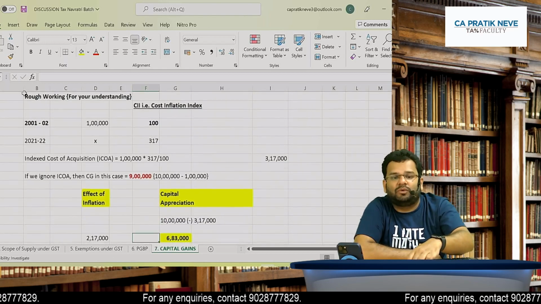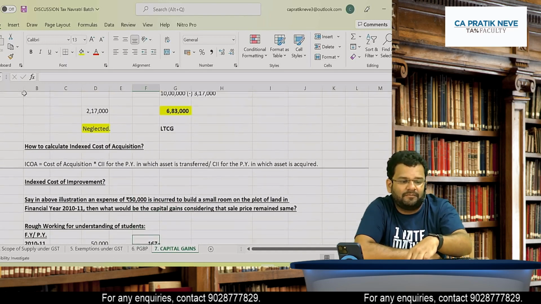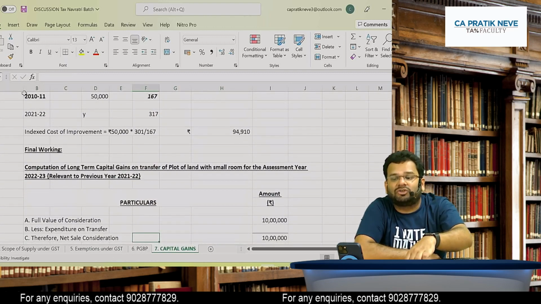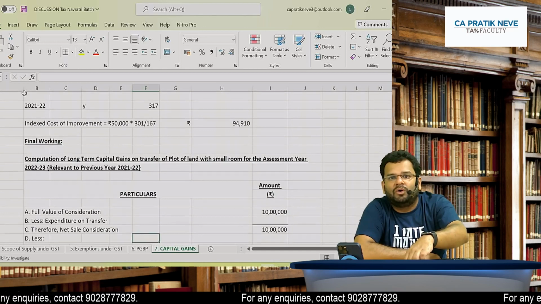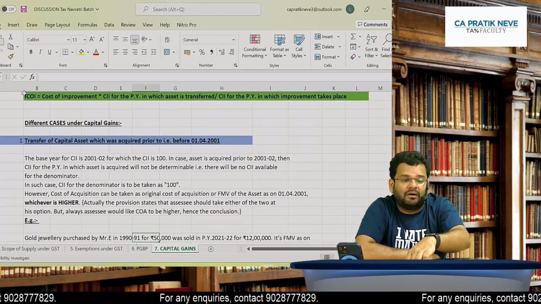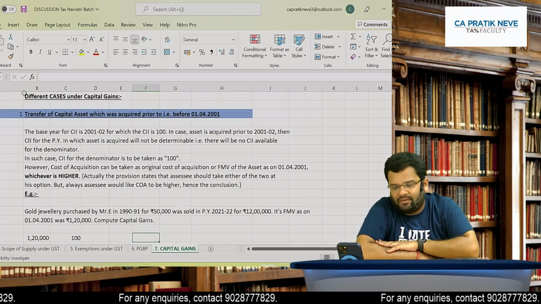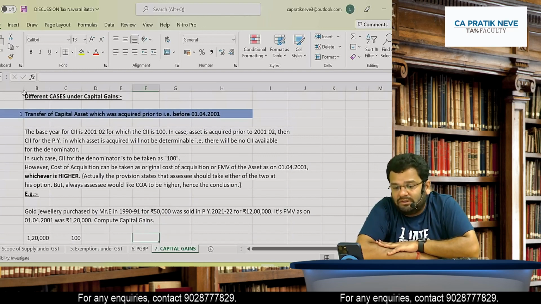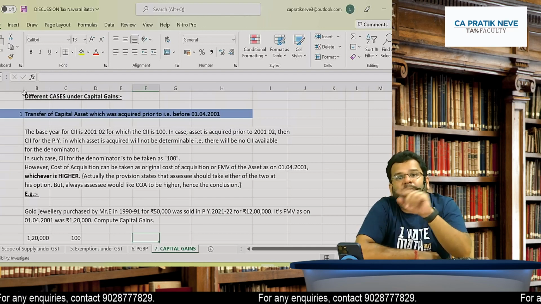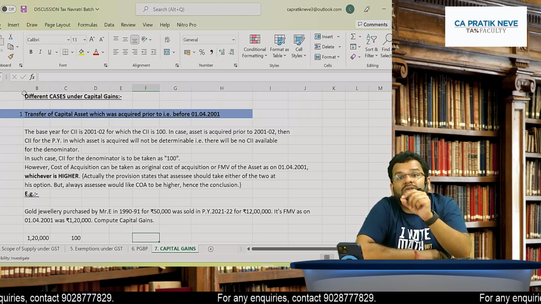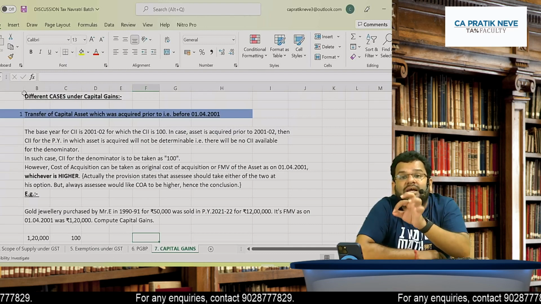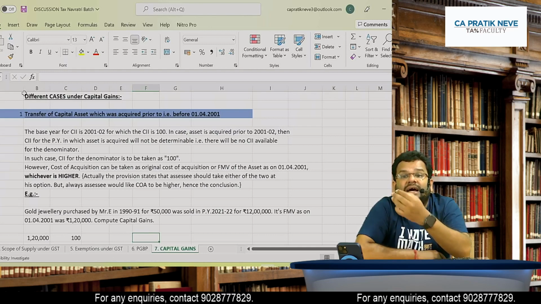Yes, this whole question you can check here with different figures, but everything else remains the same. In the same fashion, you have to work on cost of improvement also. Did you understand the logic? If you understood the logic, the formula becomes a mere formality. What is the formula for indexed cost of acquisition? Cost of acquisition multiplied by CII for the PY in which the asset is transferred upon CII for the PY in which the asset is acquired.